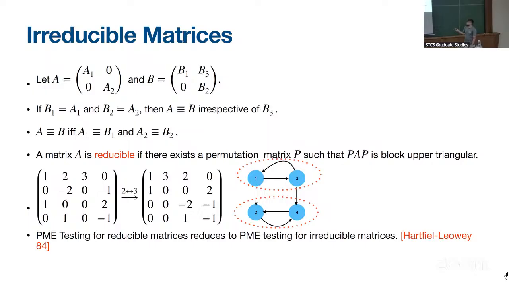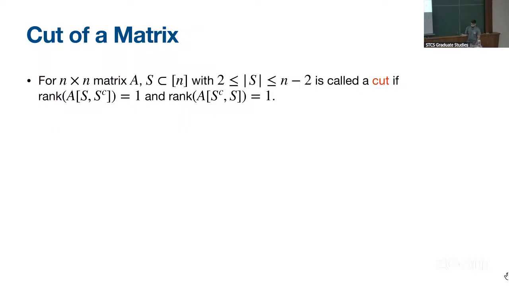So now I will define another term, called a cut of a matrix, which is defined for irreducible matrices. A cut of a matrix is a subset of the index set of size at least 2 and at most n minus 2, such that these two submatrices have rank exactly equal to 1. Note that this is the minimum rank possible, because if it is 0, then it will be a reducible matrix.